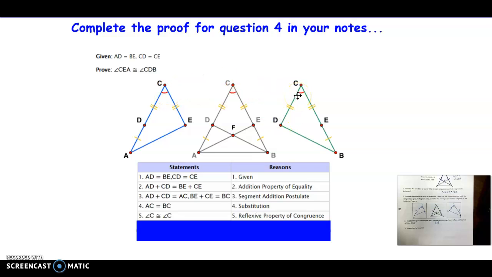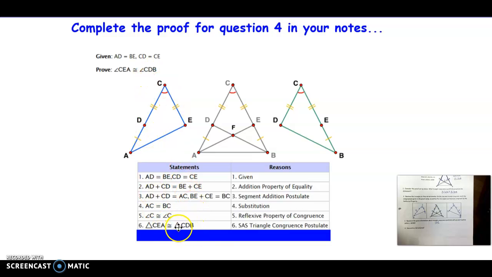So with that information, I can now prove these two triangles are congruent by the shortcut we already said we were going to use in number 3, which is SAS. So my sixth statement needs to be that triangle CEA is congruent to triangle CDB using SAS. Now I can prove what I was trying to prove. Angle CEA congruent to angle CDB.